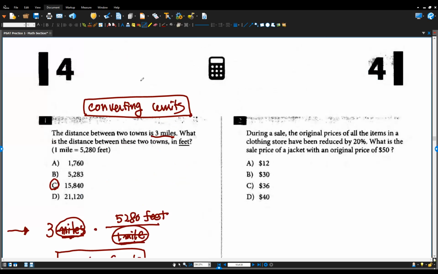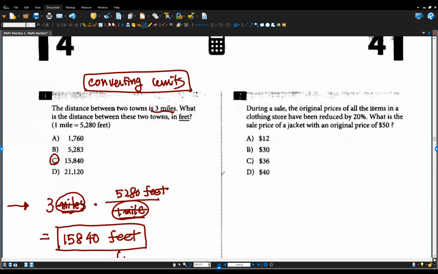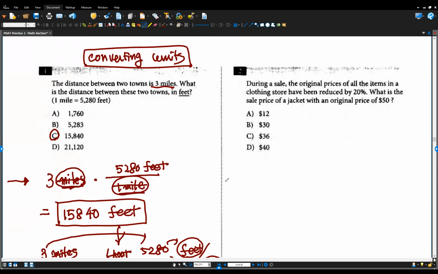All right, number 2, now move on to number 2 there. During a sale, the original price of all the items in a clothing store has been reduced by 20%. What is the sale price of a jacket with an original price of $50? $50 times the discount of 20%, 1 minus 0.2, that is the new price.